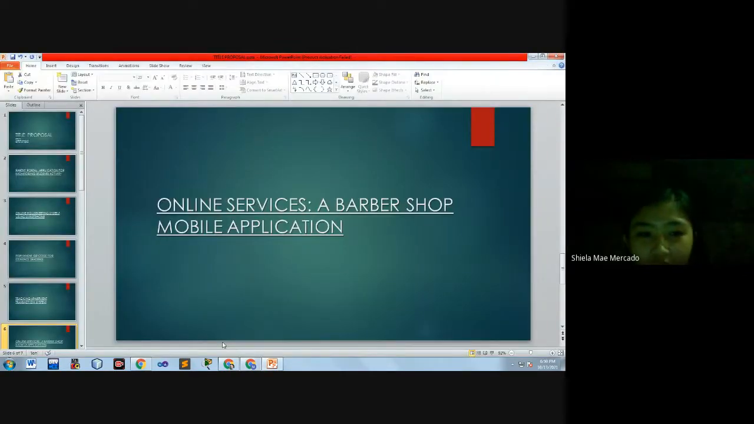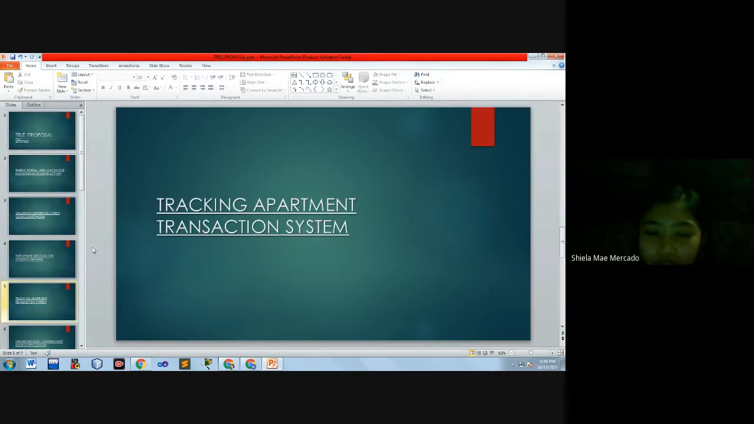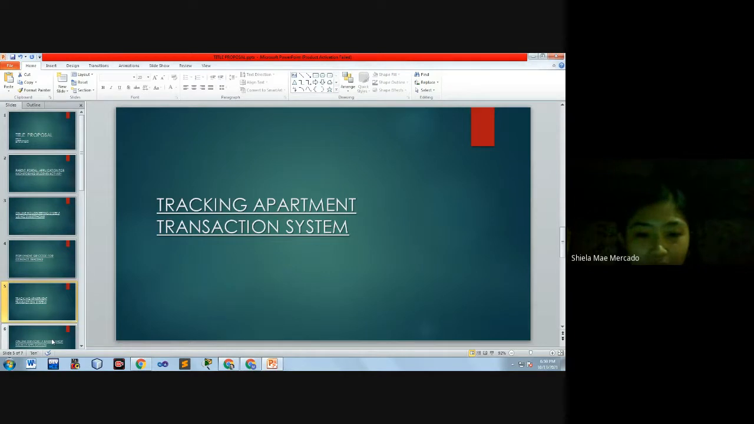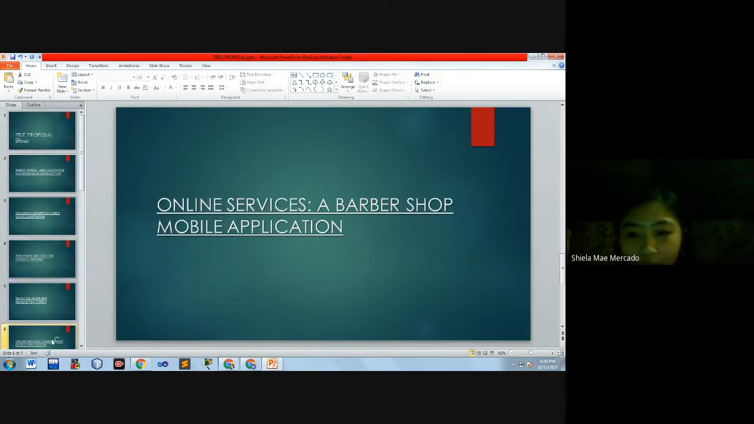My next title is Online Services, a Barbershop Mobile Application. The reason for choosing this topic is that the idea was based on some observations, either in our normal way of living or during this pandemic. Men usually encounter the problem that they have to go to their favorite barber shop to get a haircut by their barber of choice.